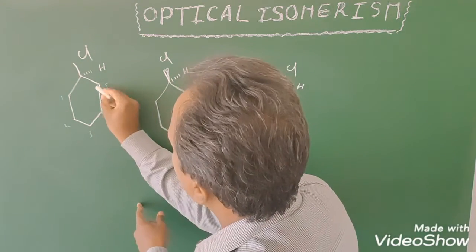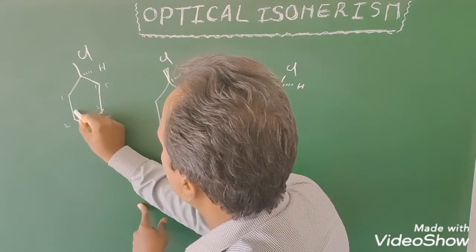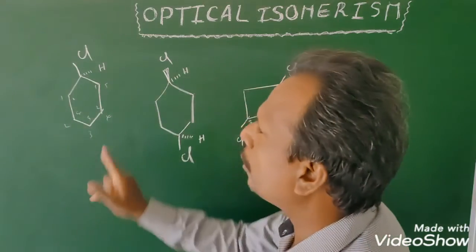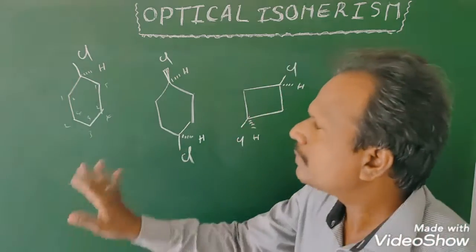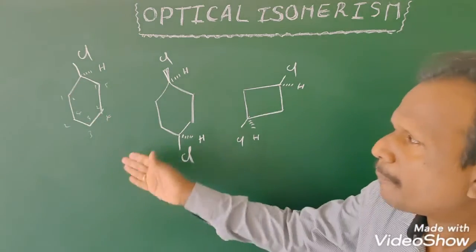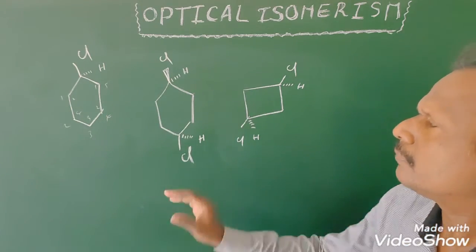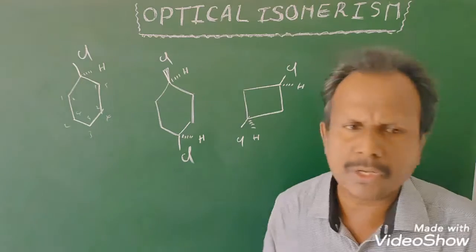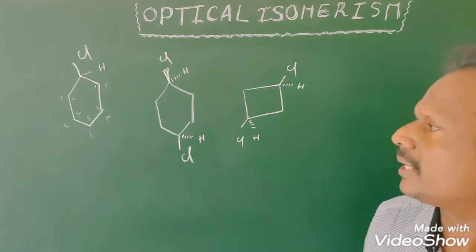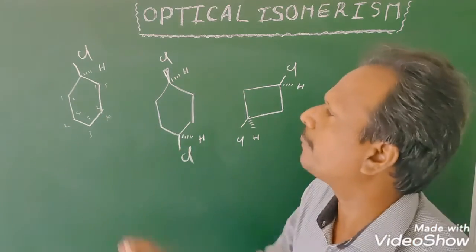This group is also pentenyl. Numbering is started from this carbon: 1, 2, 3, 4, 5, pentenyl. That means these groups are the same, identical. So it is not a chiral carbon. This compound does not contain chiral carbons. What is the meaning of the absence of chiral carbon? If an organic compound has no chiral carbon, then that compound has a plane of symmetry or center of symmetry. Here this compound contains a plane of symmetry.